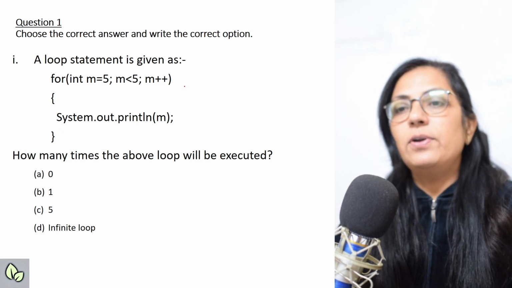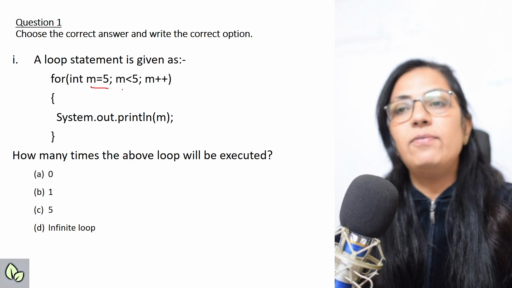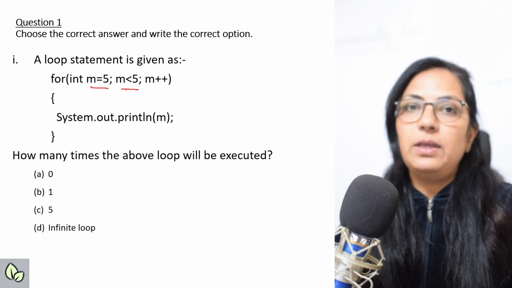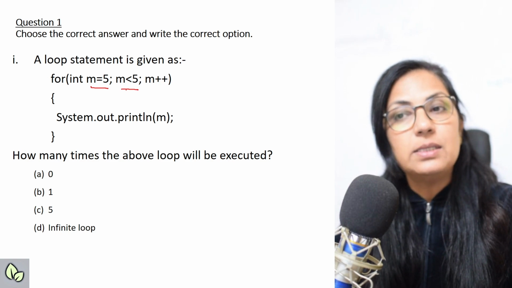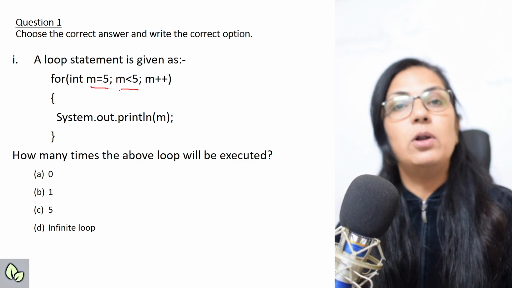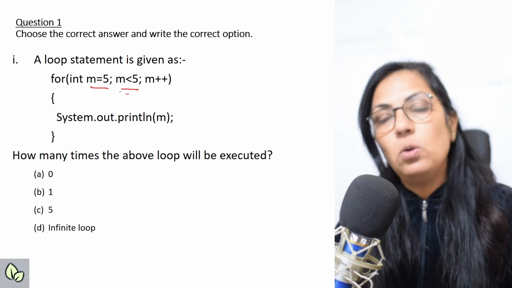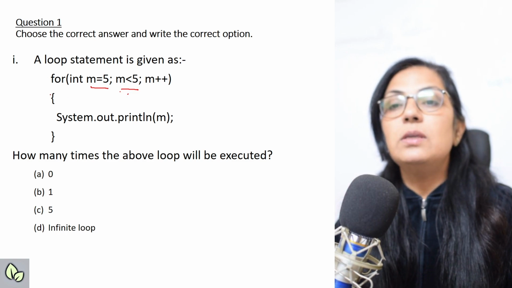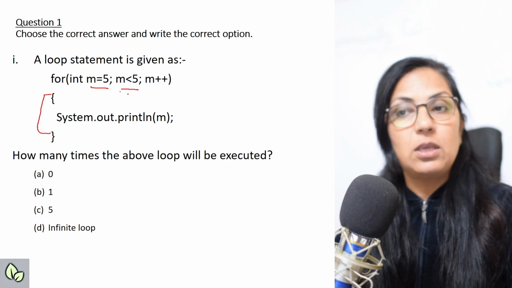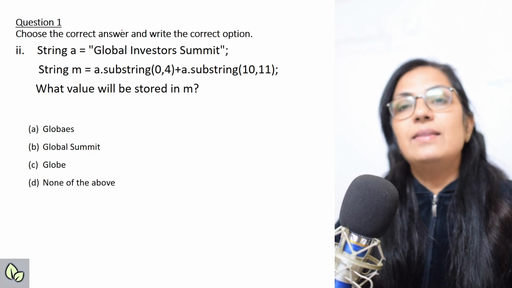Now let me solve it for you. Here m equals to 5. The value of m is initialized by 5 and the test condition is m less than 5. Children, always after initialization first the test condition is checked. अगर वो condition true होती है then only it will go into the body of the loop. So m equals to 5. 5 is less than 5. No, condition is false. So the body of the loop will not be executed. So this loop will not be executed even once. So the correct answer is 0. Right, children? The next question.